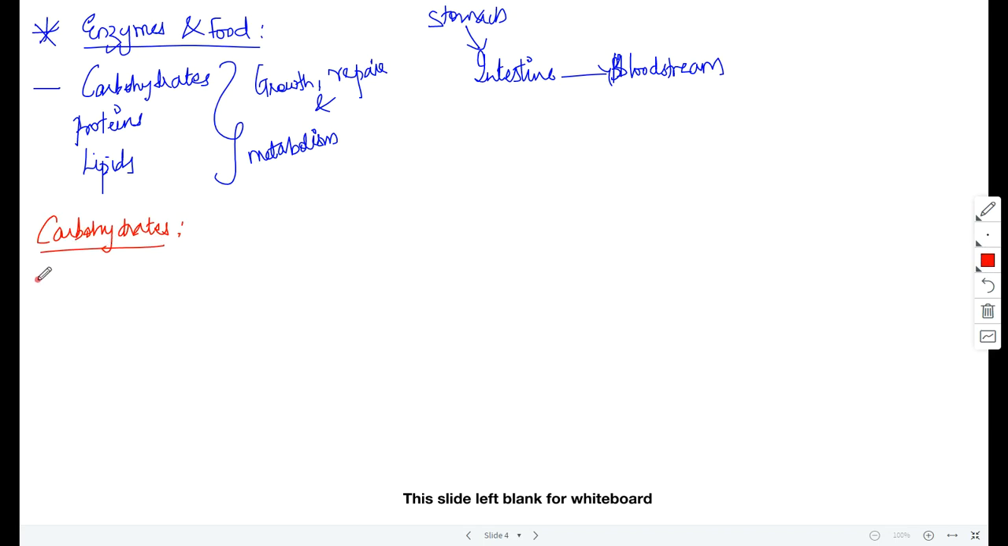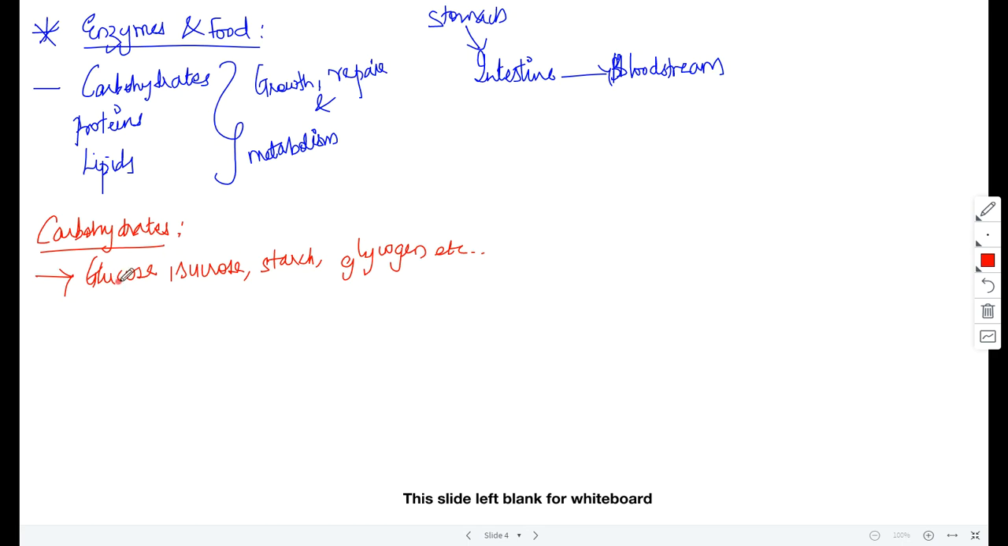Okay. Now carbohydrates, what do they have? We are talking about generally glucose, right? We have sucrose. We can also include starch, glycogen, etc. There are many carbohydrates which enter into our body through food.